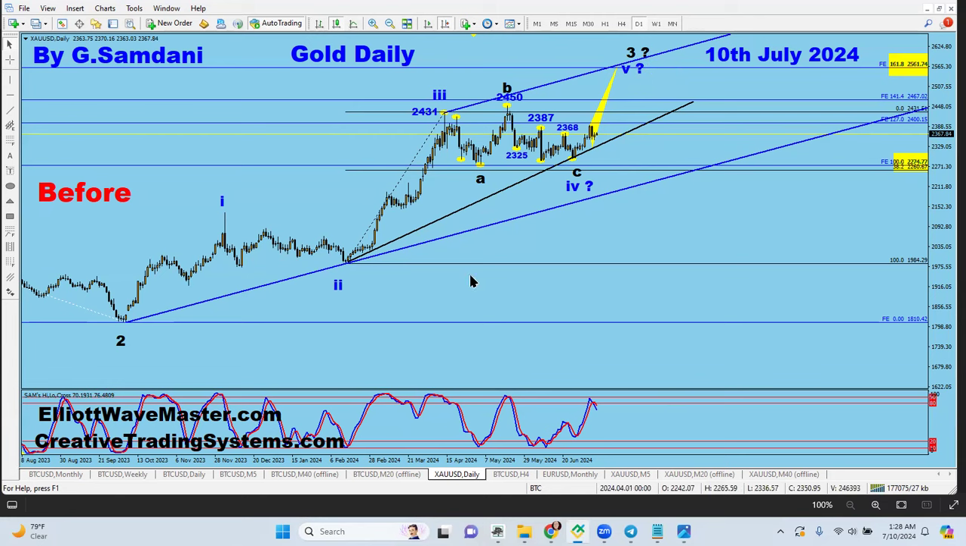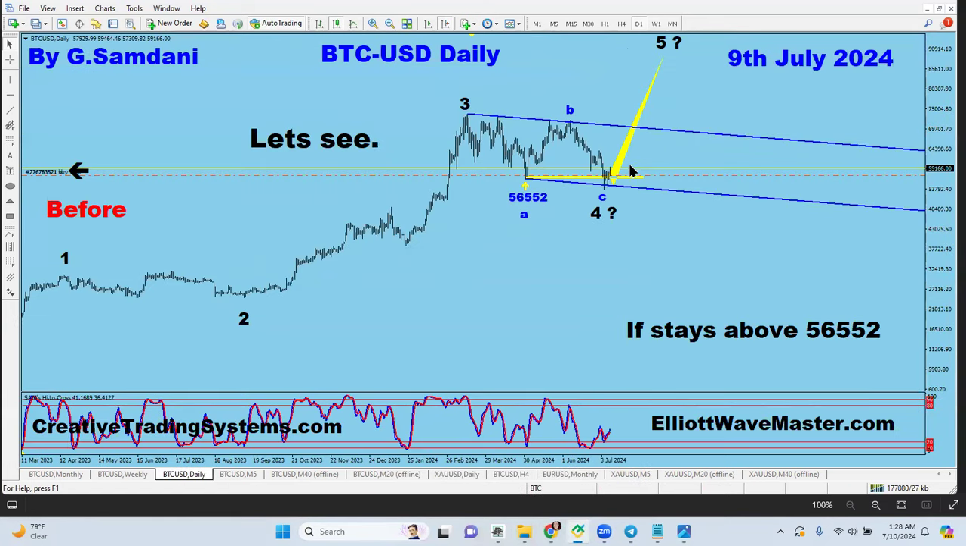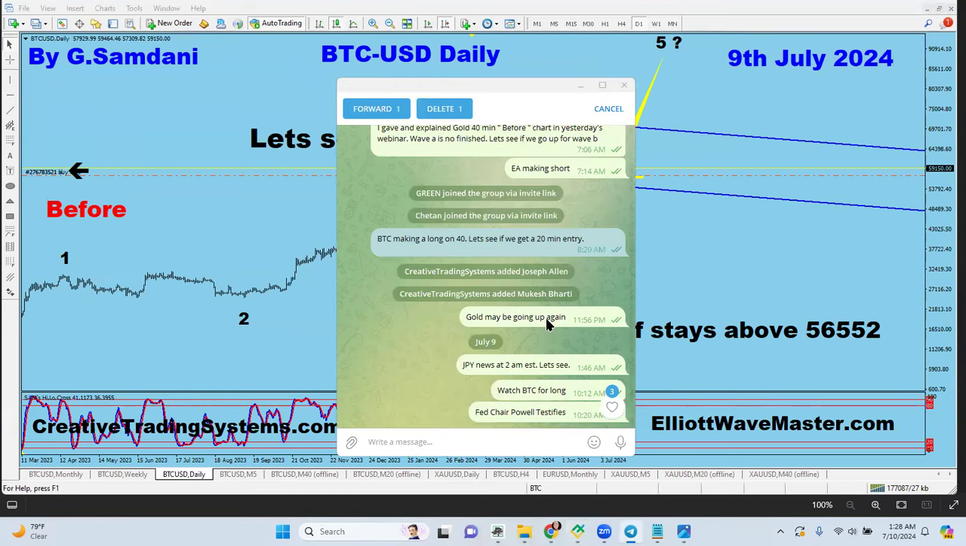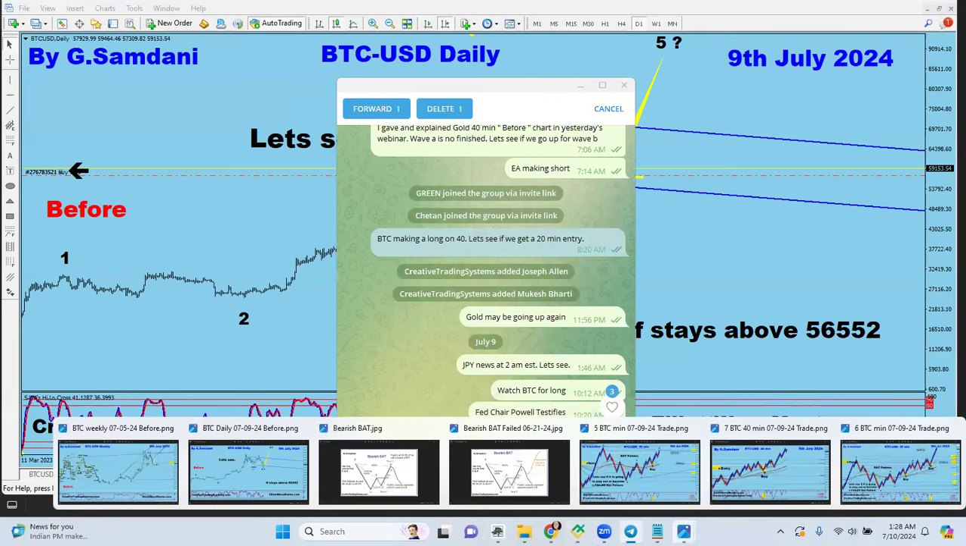Oh, sorry. I mean, this is gold. What am I saying? Where the heck did it go? Oh, here. You see this one, right? They're both the same, actually. Gold is also going to the upside. By the way, I posted the gold thing. See, gold may be going up again, and it is going. And I have a trade open alongside on gold as well, based on all this mumbo jumbo, right? So this is how it is.